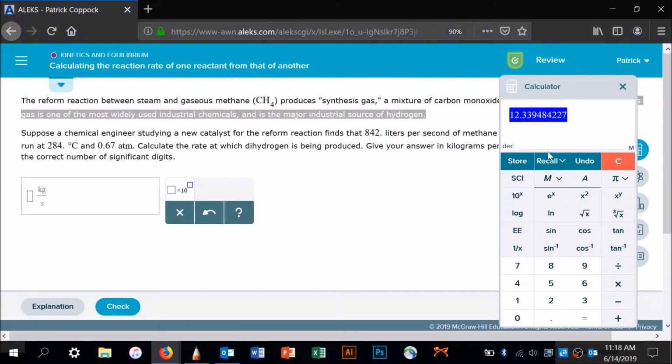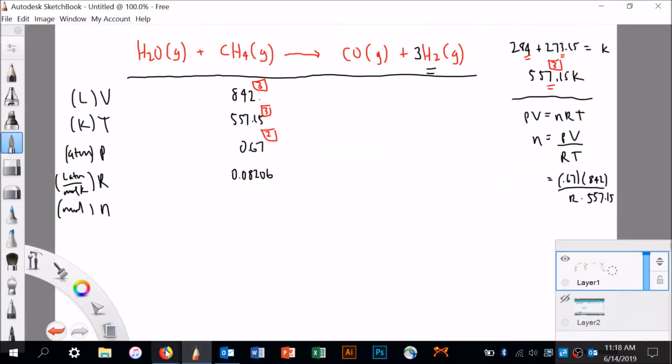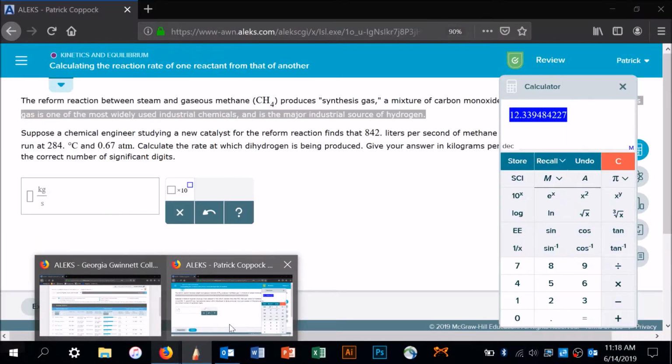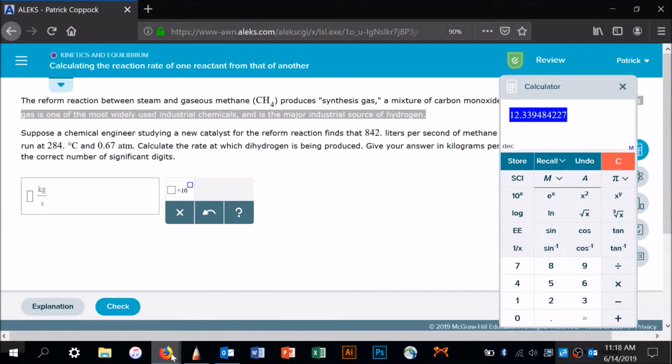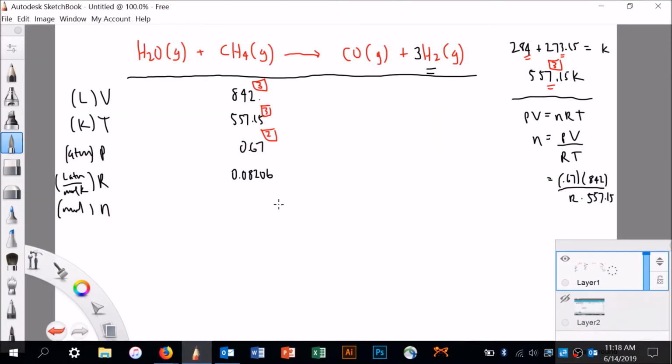Okay? I store that in my calculator. I come back over here to my notes. I already forgot what it said. It said 12.339 and so on moles of methane, right? And I'm going to make a note here. How many sig figs does this have? It says 2 sig figs because it was the product of all those numbers, right? And that was limited by that. Okay, so it's got 2 sig figs.